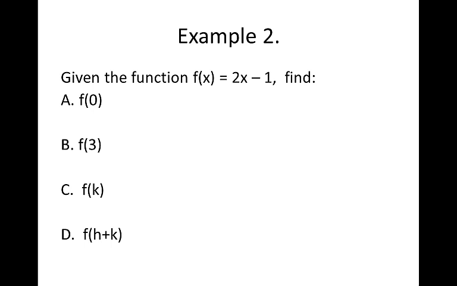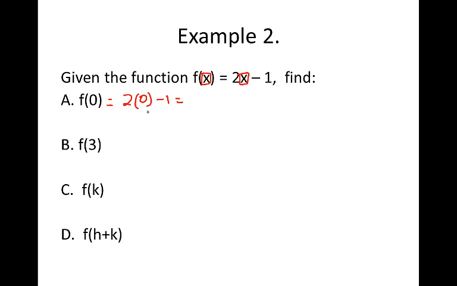Okay, so given the function f of x equals 2x minus 1, find these particular values here. Find f of 0, f of 3, f of k, f of h plus k. So the first couple aren't bad, right? So f of 0, again, whatever is in here, we put into this spot right here. So f of x equals 2x minus 1, so f of 0 is going to be 2 times 0 minus 1. And then just evaluate it if you can.